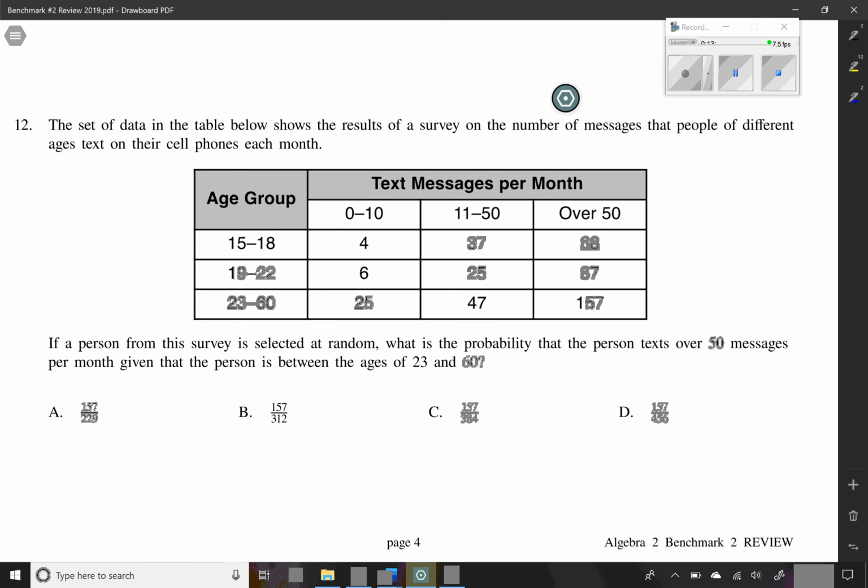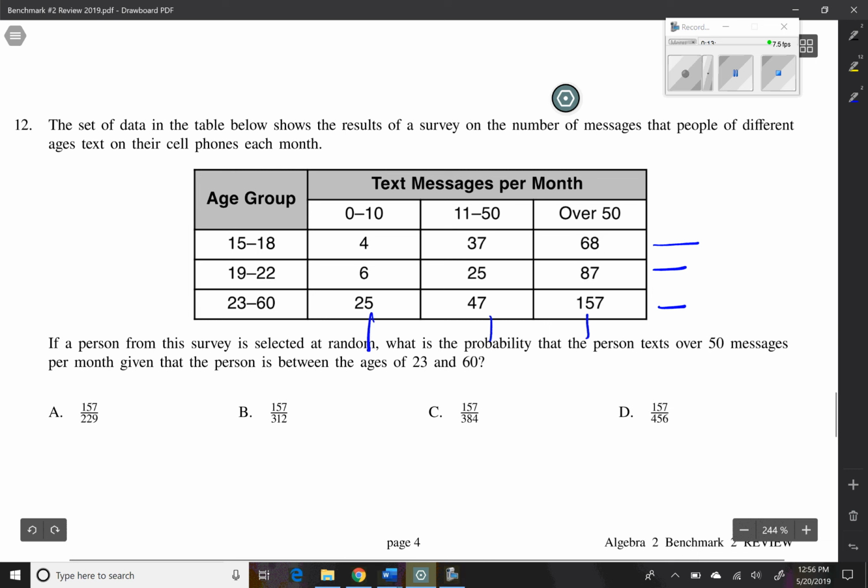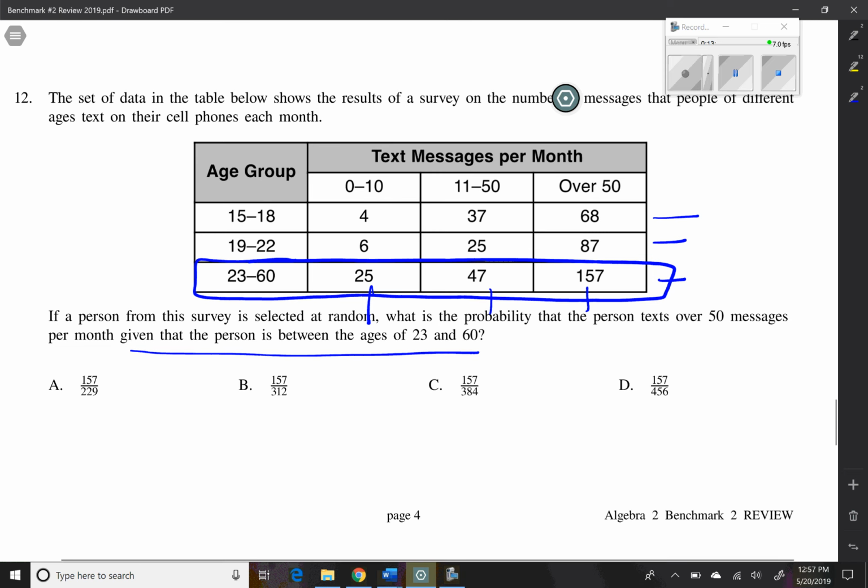And the last question we've done before. It was even on quizzes and such. So what you have to do is find your totals here, here, here, and down, down, down. And you can figure out that there are a certain amount of people that fit this given probability. So it says the probability a person texts over 50 messages per month given the person's between 23 and 60. So if you're between 23 and 60, we only care about this part of the chart. So I have 229 people in that part of the chart, and it looks like 157 of them send that many text messages.